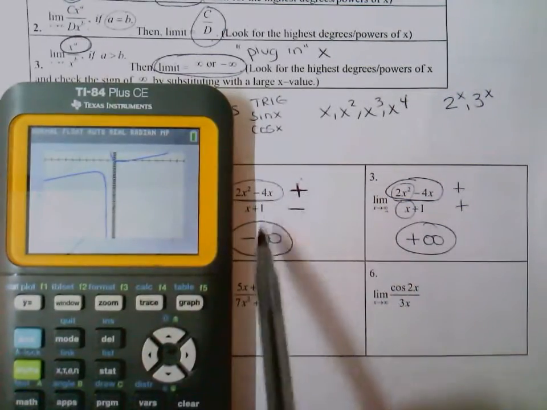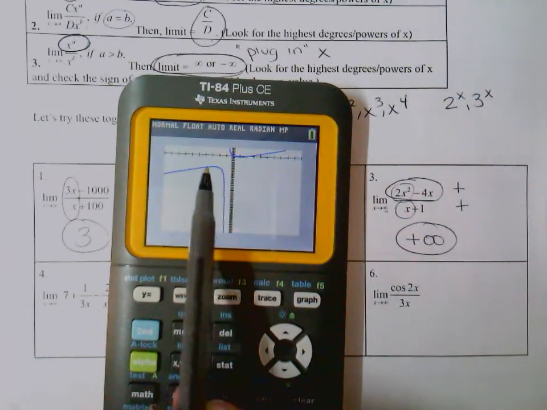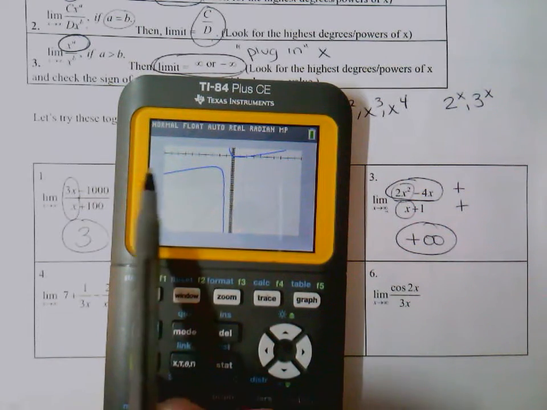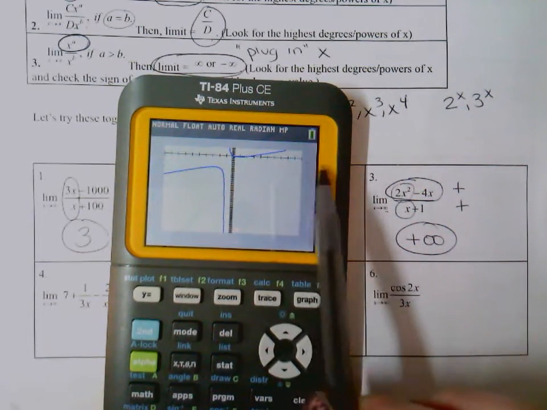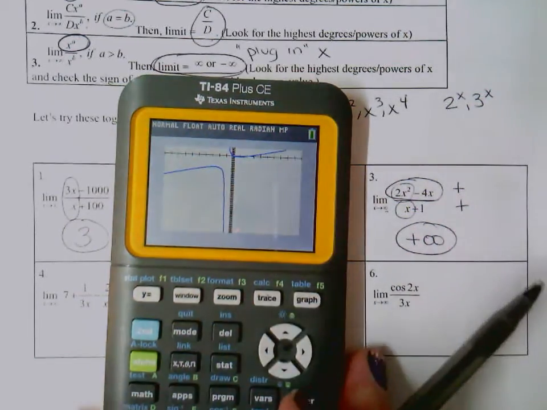As x approaches negative infinity, where's this graph headed? It's headed down. So that's why our answer was negative infinity. As x approaches positive infinity, where's this graph headed? It's headed up towards positive infinity.